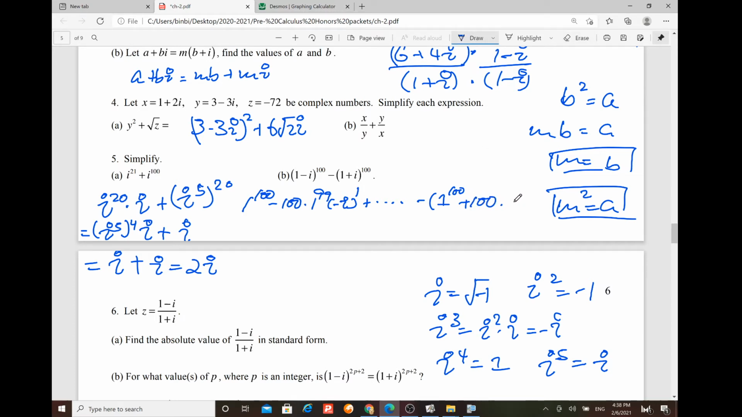Times 1 to the power of 99 times i. So we see that the negative, positive, 100 terms. So that means the other side right here is going to be positive, negative. So most likely, all those terms are going to be canceled eventually.